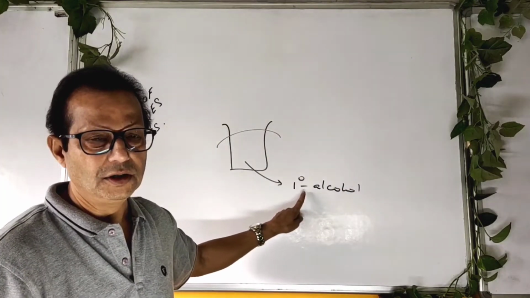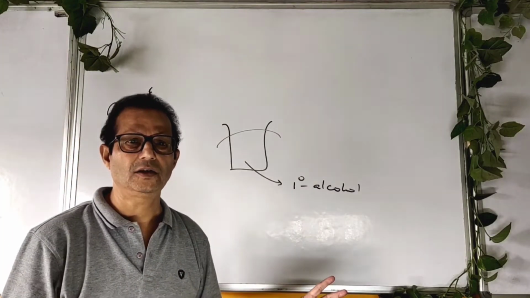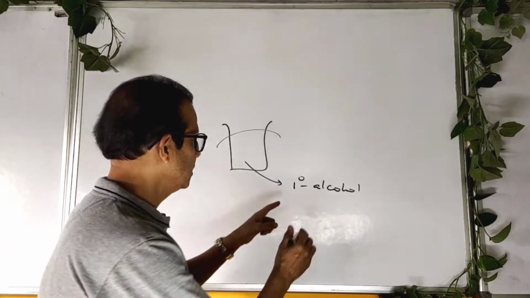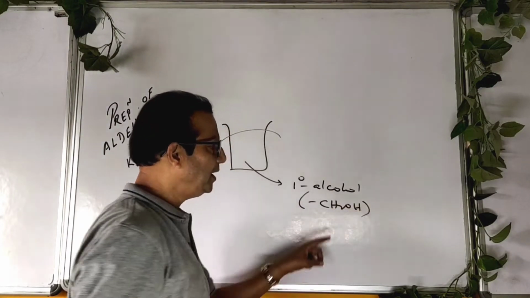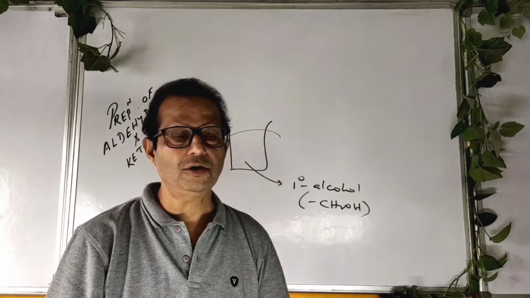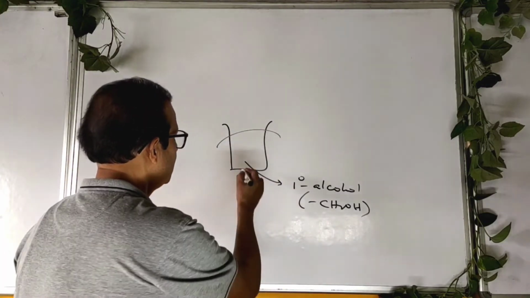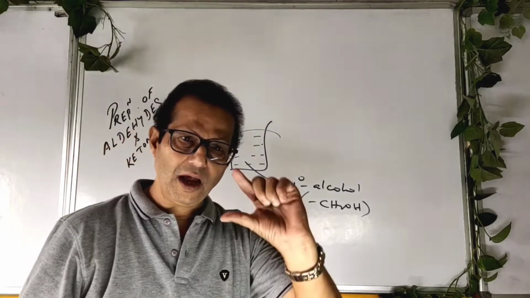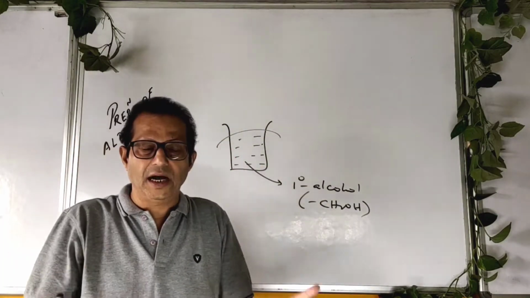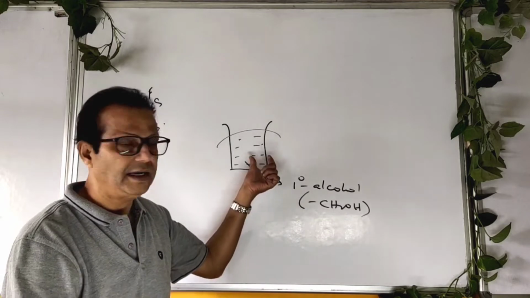Primary alcohols such as methyl alcohol and ethyl alcohol contain the CH2OH group. If any alcohol contains the CH2OH group, that's called a primary alcohol. A small amount of primary alcohol, say methyl alcohol or ethyl alcohol, is taken in this beaker.